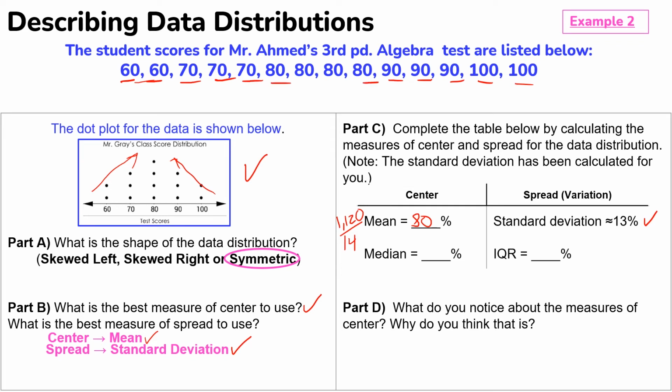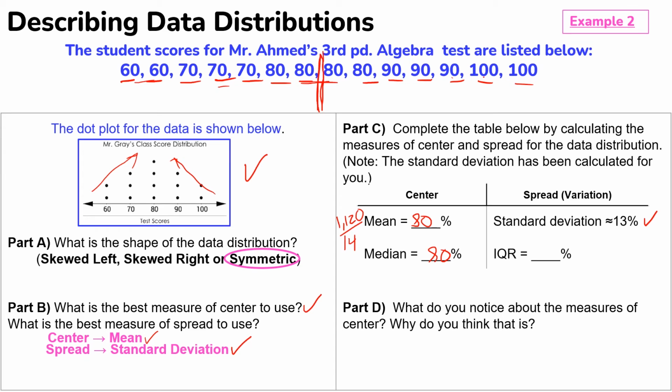Alright, since I have a total of 14 numbers, 1, 2, 3, 4, 5, 6, 7, 1, 2, 3, 4, 5, 6, 7, this is the upper and lower half. So the average between 80, I have two numbers in the middle. The average between 80 and 80 is just 80, so the median is 80.